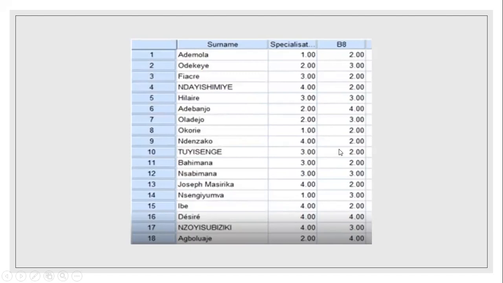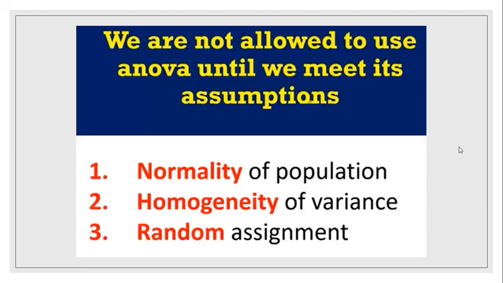So what is the next thing for me to do? Before I conduct my ANOVA, as usual, you need to confirm your normality, you need to confirm homogeneity, and you need to confirm your random assignment. These are the 3 that we did in the t-test, and they are also applicable in ANOVA because you are running a parametric analysis.